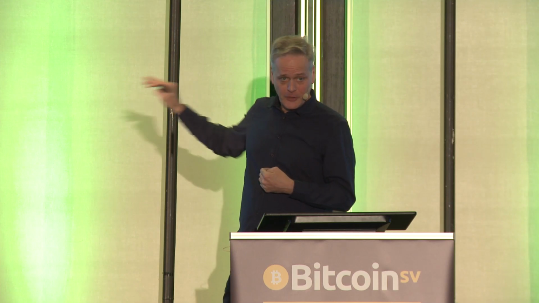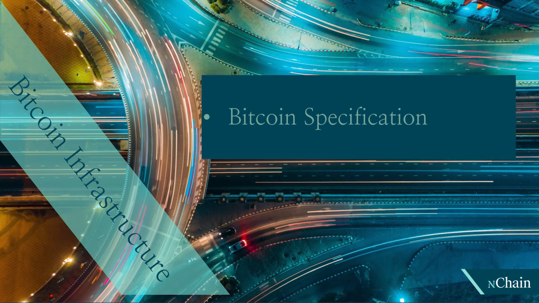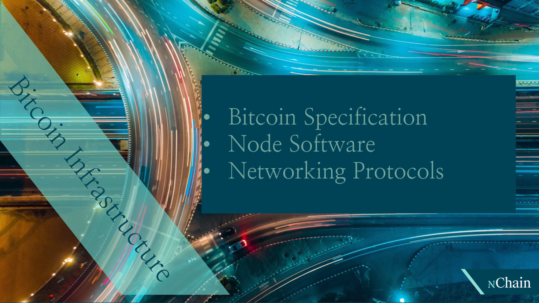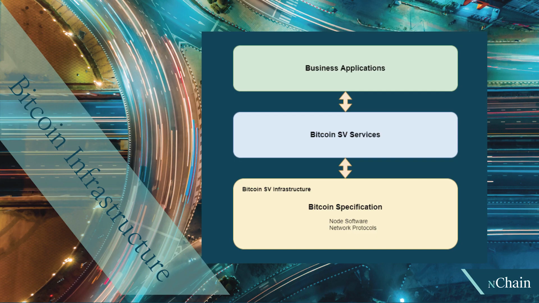These services rely on what I call the infrastructure. The infrastructure consists of the Bitcoin specification, how Bitcoin works, and the node software, which is the Bitcoin SV node software right now, that collects transactions from around the world and confirms them into a block. It integrates with the mining equipment to confirm blocks, and then distributes those blocks as well. And then there are networking protocols that this software uses to talk to each other to ensure that transactions and blocks are propagated, and things like that. This group together is what I call the Bitcoin infrastructure.